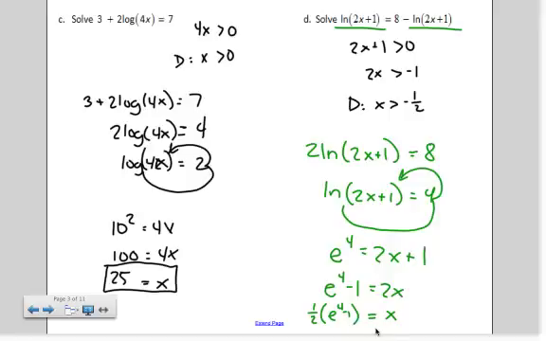Now, it turns out that that is about 26.799, which does fall into our category of greater than negative 1/2.